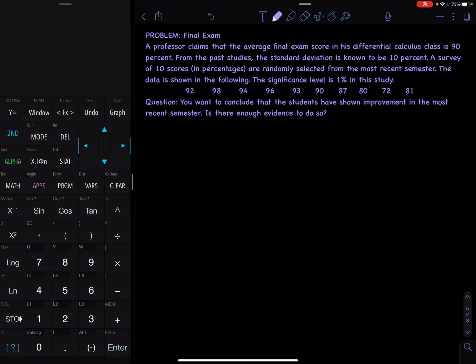So you have 10 data, right? And then 1% alpha. Question is, do you want to conclude that students have shown improvement in the most recent semester? Is there enough information to do so?